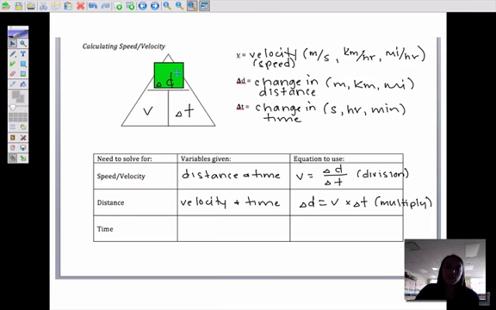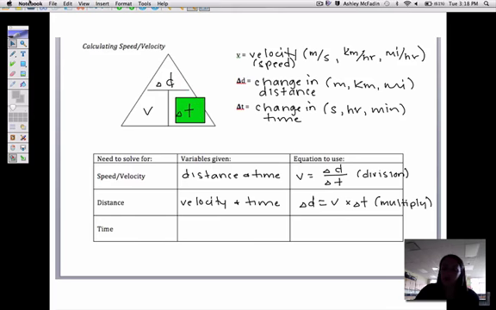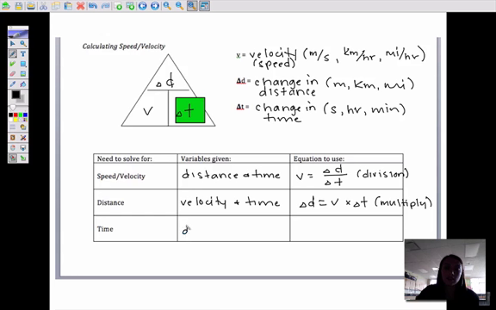The last one, if we need to solve for time, we would have to be given distance and velocity. So our change in time is going to be equal to delta d over v. So our change in distance divided by our speed or velocity. Put a note to ourselves that we're going to do some division there.